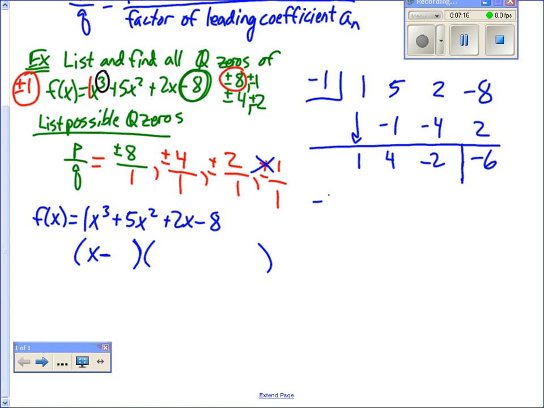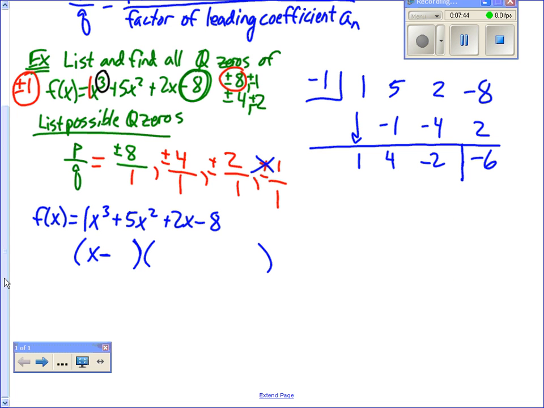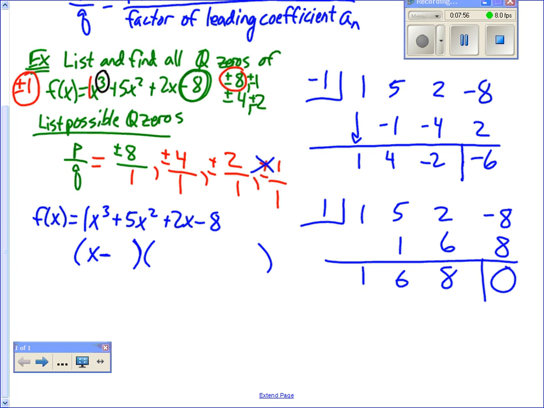Let's try the other one now. Does that work? I do the division again. Again, I'm hoping that I get 0, right? Bring it down. Oh, I'm sorry, I just did -1. Just kidding, I'm trying +1. Let's do that again. Sorry about that. Okay, try +1. Hey, there we go. It does work.